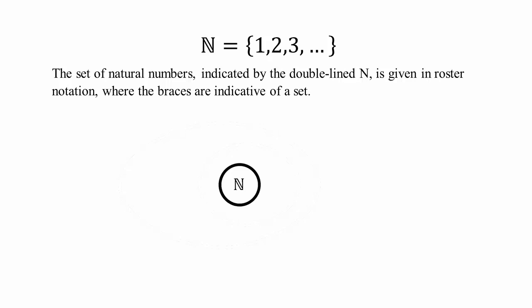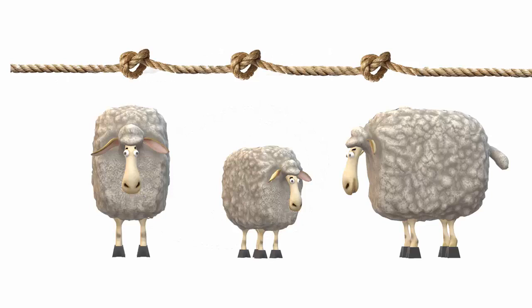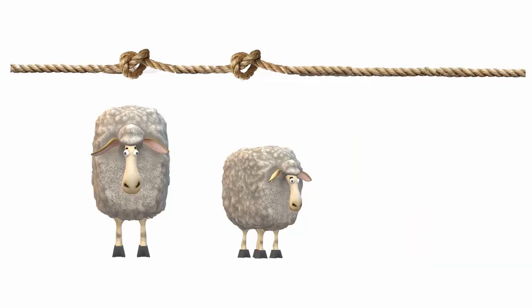Here the set is denoted by the double-lined letter N, and the elements are offset with braces and listed in roster notation. That is, the elements are listed one at a time, where the three dots indicate to continue in the same fashion. As the sheep returned in the evening to the fold, the shepherd would untie one knot for each sheep as they entered.